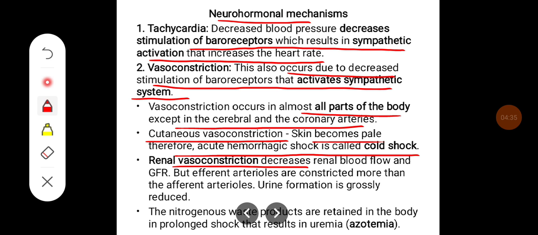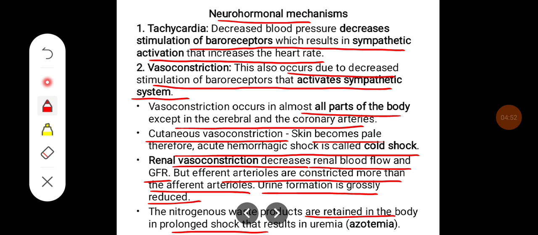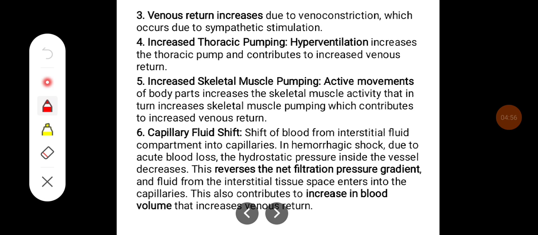There will be renal vasoconstriction, which decreases the renal blood flow and GFR. But efferent arterioles are constricted more than the afferent arterioles. Urine formation is grossly reduced. The nitrogenous waste products are retained in the body in prolonged shock that results in uremia or azotemia.